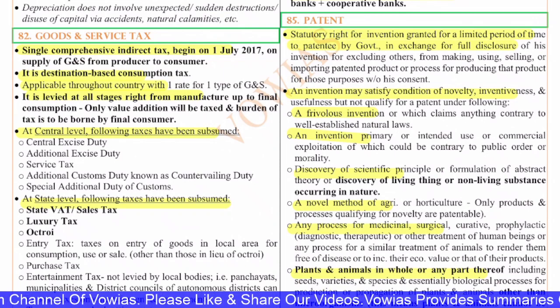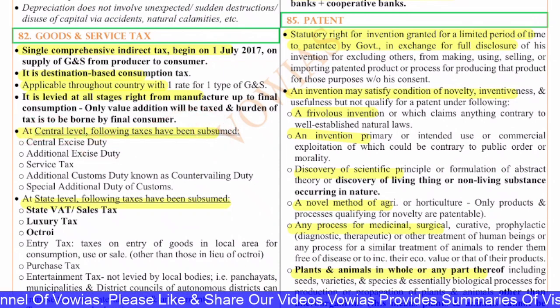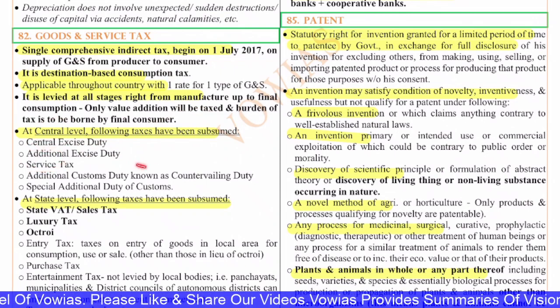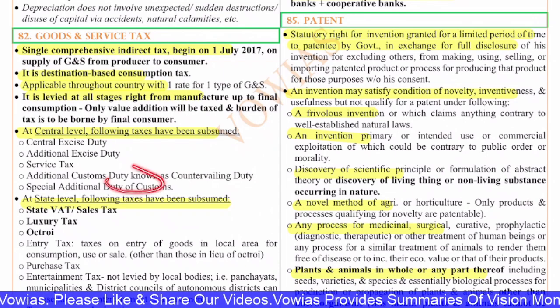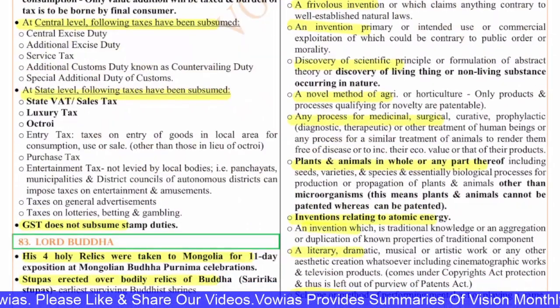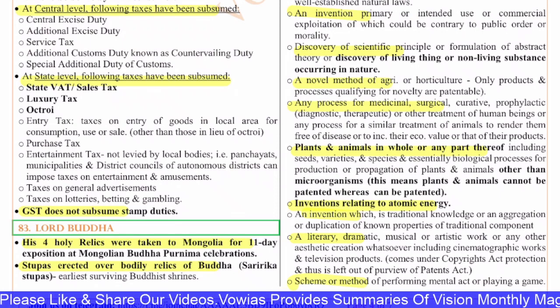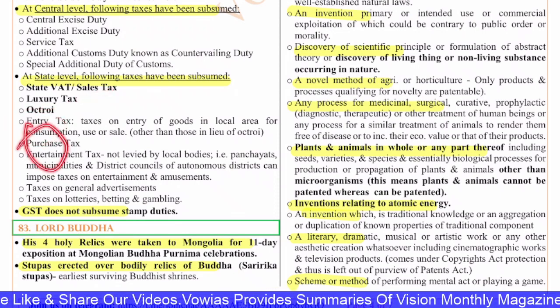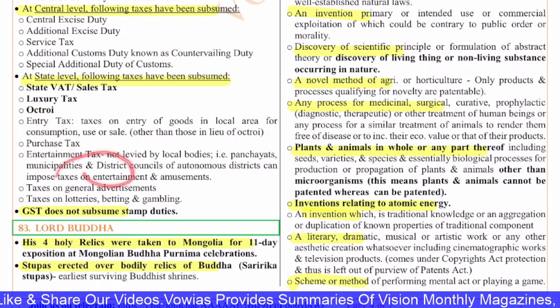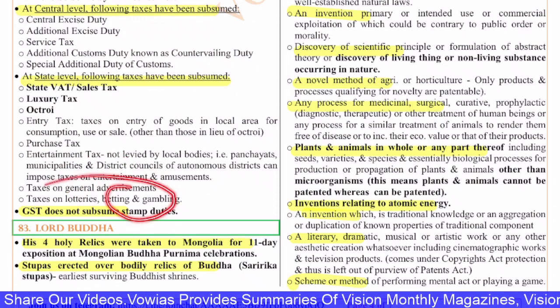At the central level, the following taxes are subsumed: excise tax, additional excise tax, service tax, additional customs duty, also known as countervailing duty, and special additional duty of customs. And at the state level, the following have been subsumed: state VAT, that is sales tax, luxury tax, octroi, entry tax, entertainment tax, purchase tax, tax on advertisements, lottery, betting, gambling. But GST does not subsume the stamp duties.